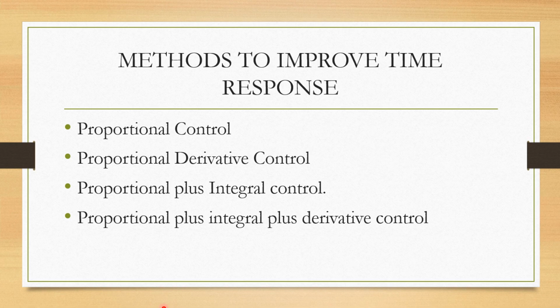The types of controllers used either in the feedback path or forward path are proportional control, proportional derivative control, proportional integral control, and proportional integral derivative control, that is PD, PI and PID control. We will study each of the controllers in detail.